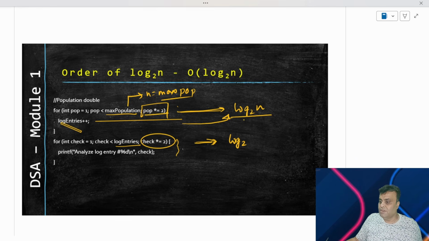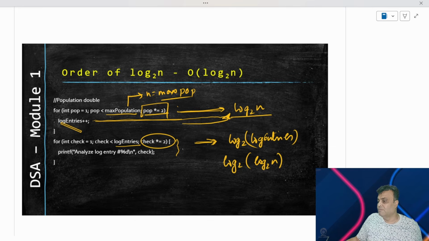Right? So if my log entries is log base 2 of n, then if I write that this particular second loop is also going to execute itself for log base 2 of log entries, can I substitute that previously? Because log entries is actually going to execute for log base 2 of n times, because the outer loop is executing for log base 2 of n. So log entries will execute itself for log base 2 of n times. So can I therefore write this as log base 2 of log base 2 of n?